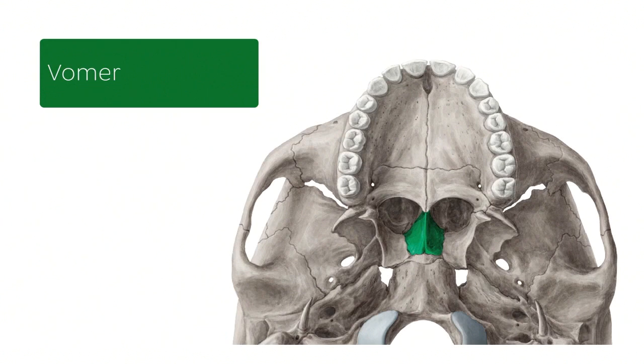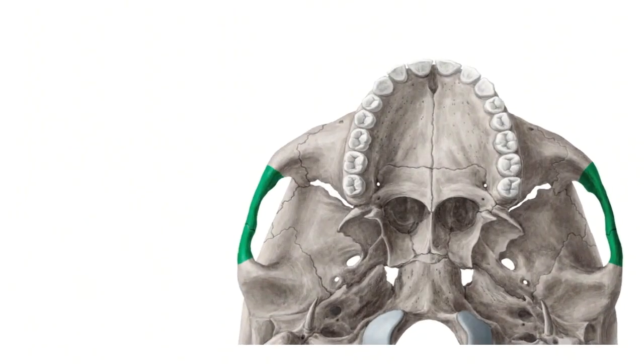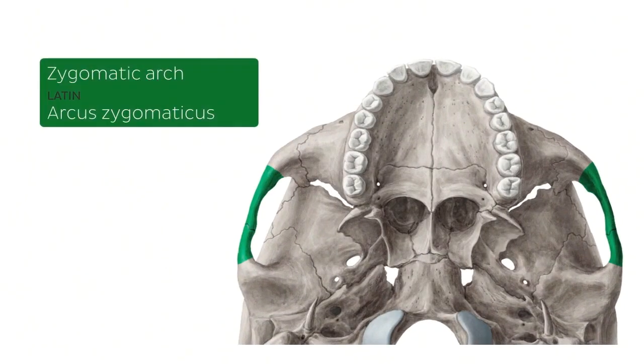Now that we're done covering different bones that we can find on the inferior view of the base of the skull, now we're going to talk about the bony structures associated to those bones that we talked about. And we're going to start off with one that I already mentioned. This is the zygomatic arch.